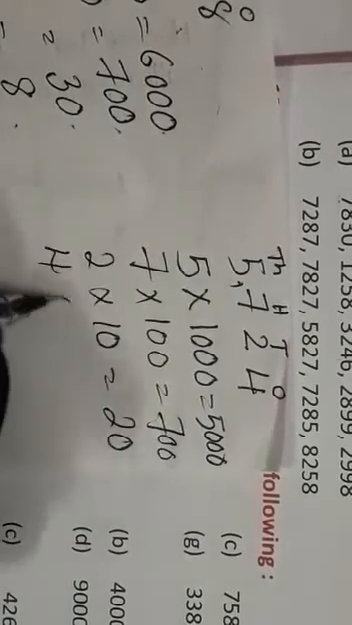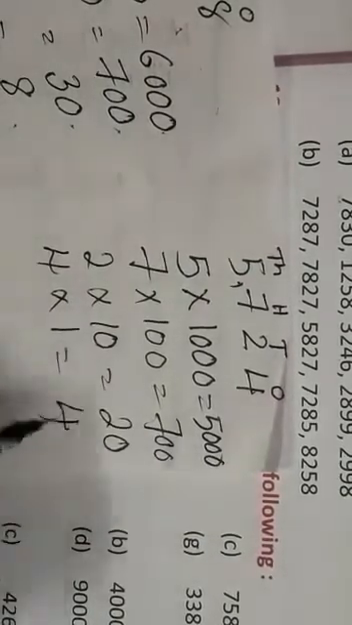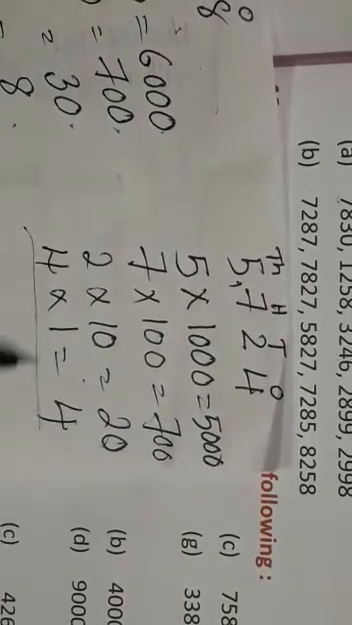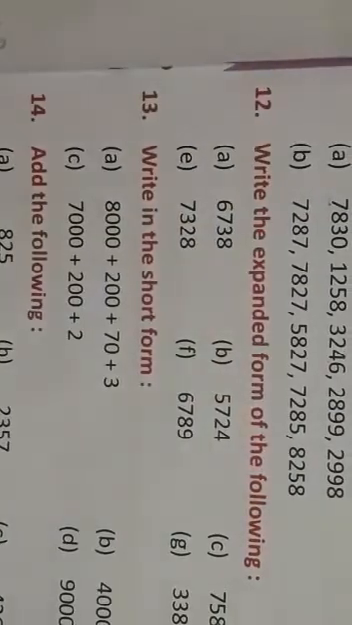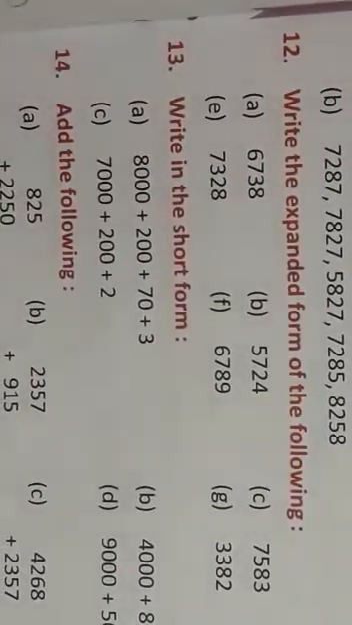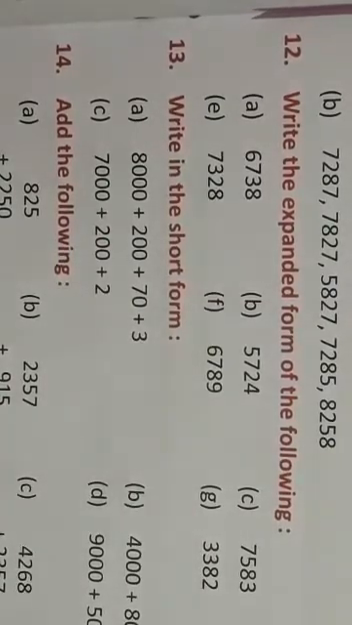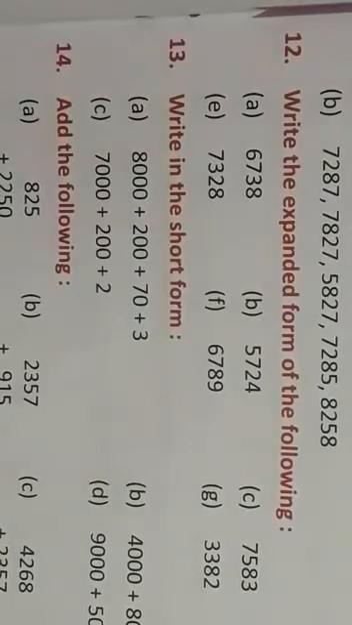7 at 100 position we multiplied 7 by 100. 700 is 700. 2 at 10's position we multiplied 2 by 10. 2 tens are 20. 4 at 1's position we multiplied by 1. 4 by 1 is equal to 4. It's 5000 plus 700 plus 20 plus 4. It is called an expanded form. The remaining numbers you should complete in your notebook. I hope everybody understands what is expanded form.